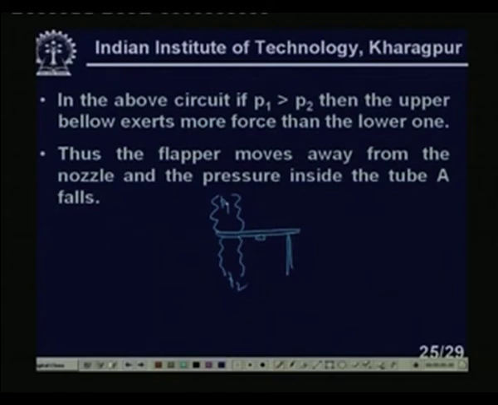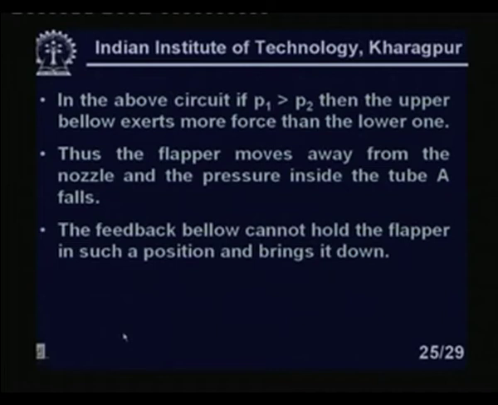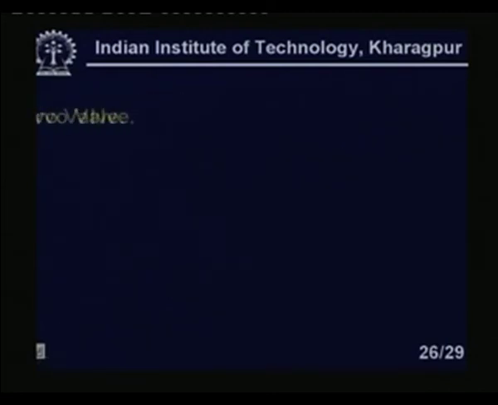So what will happen if the flapper moves away from the nozzle? The pressure inside the tube falls. Because this is a pivot, the flapper will move in this direction, so the inside pressure of the orifice, this nozzle, will fall. The feedback bellow cannot hold the flapper in such a position and brings it down. The output pressure P0 equals AB1 L1 by L2 by AB2 times P1 minus P2.